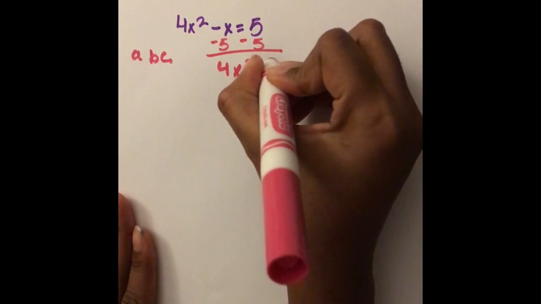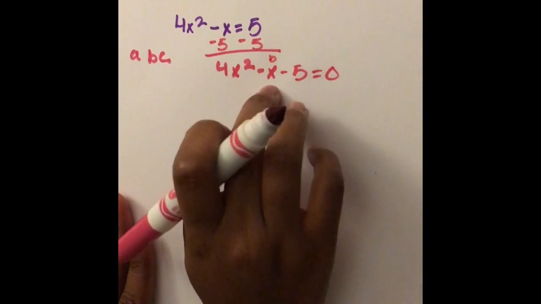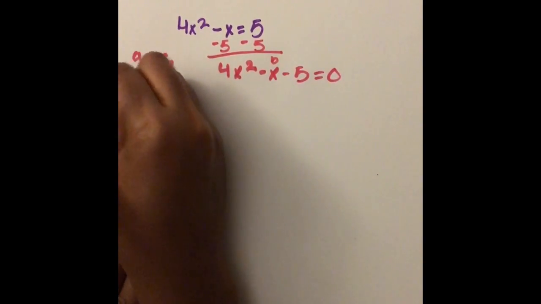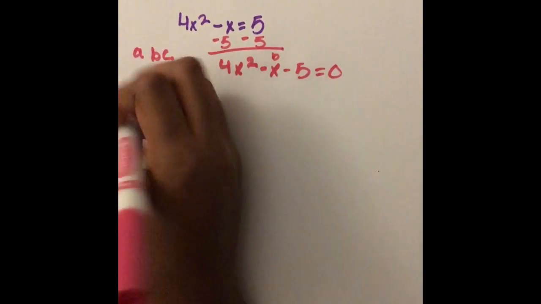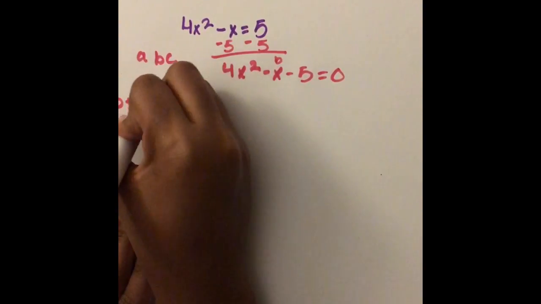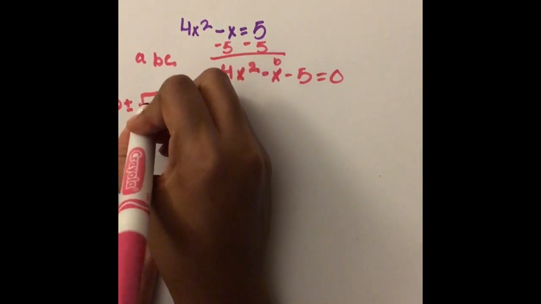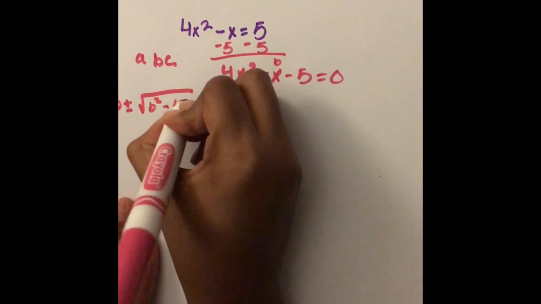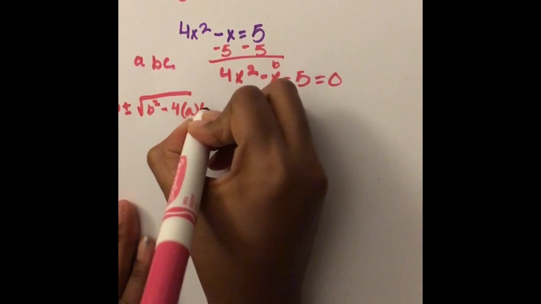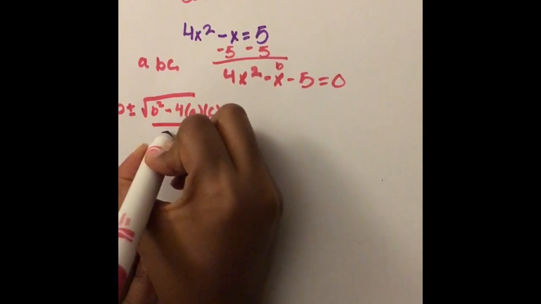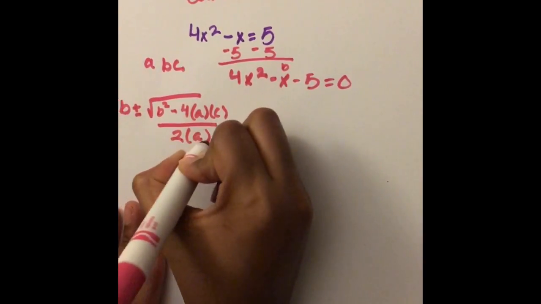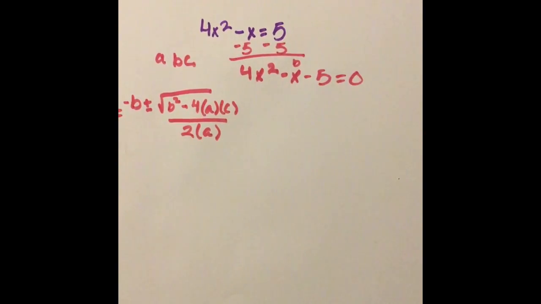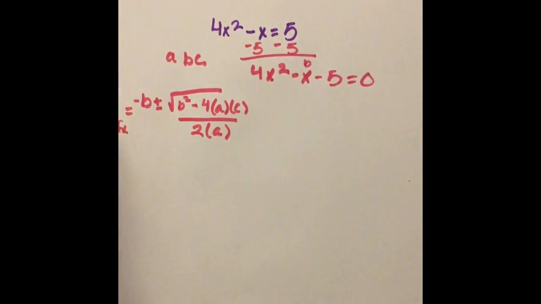So then, the equation states that x equals the negative of B plus or minus the square root of B squared minus 4A multiplied by C, all over 2A. So we're going to plug in the numbers in this equation.